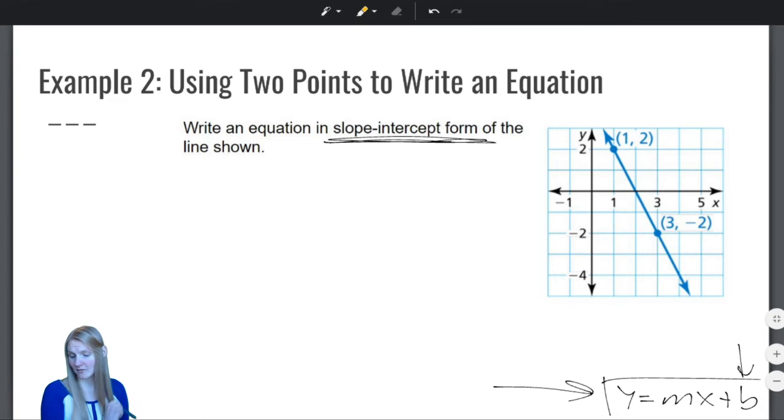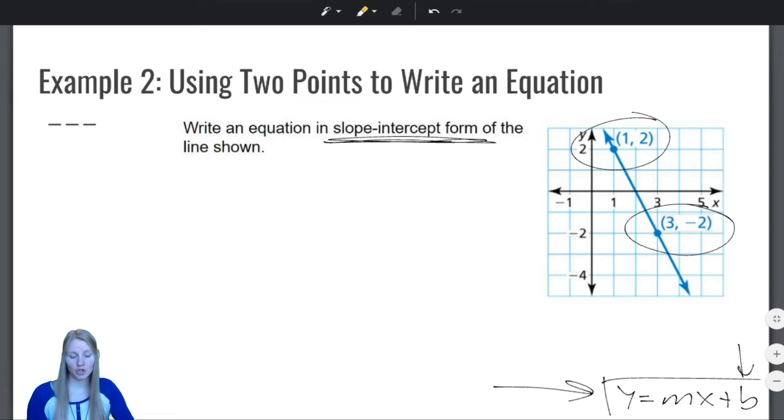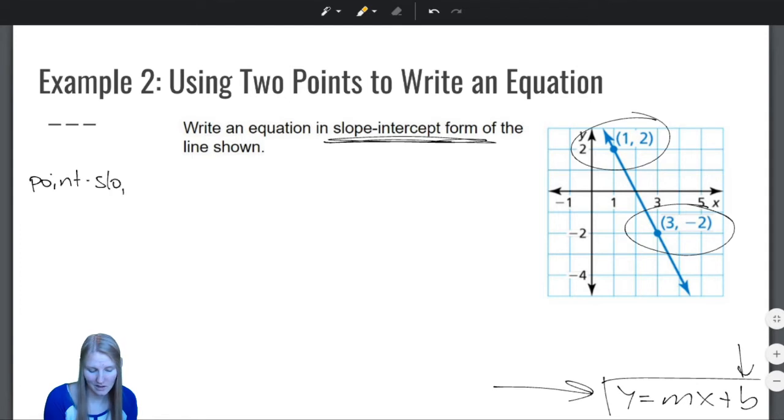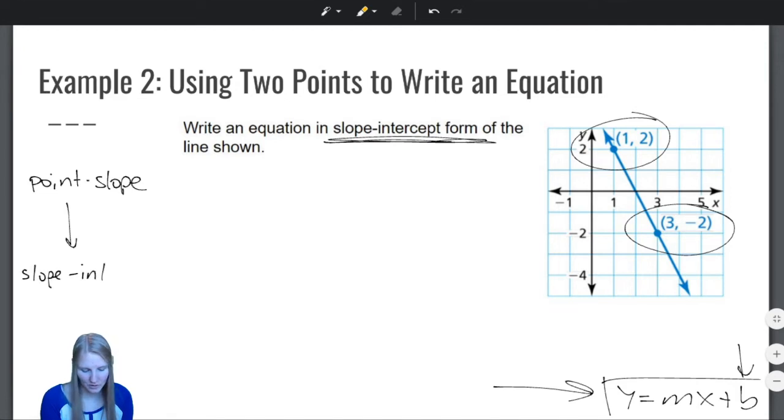But we don't have the y-intercept. So we only have 2 points. So we are going to start in point slope form, and we're going to end in slope intercept form.